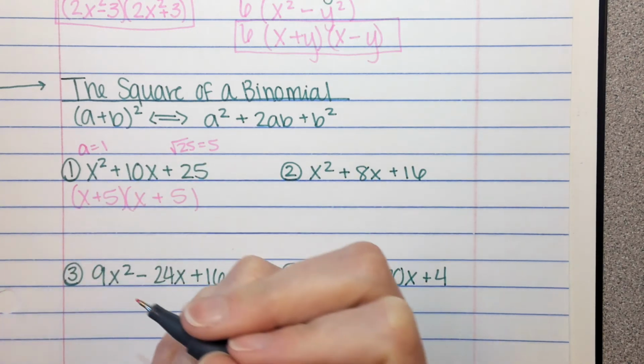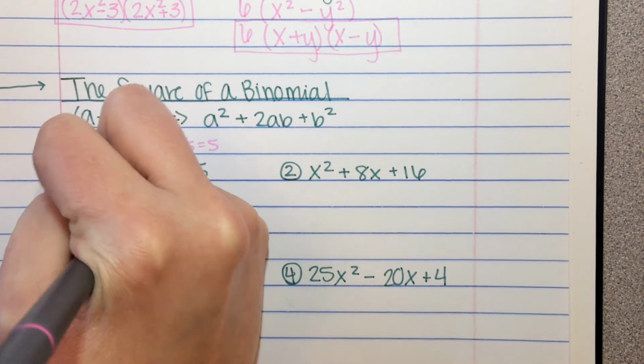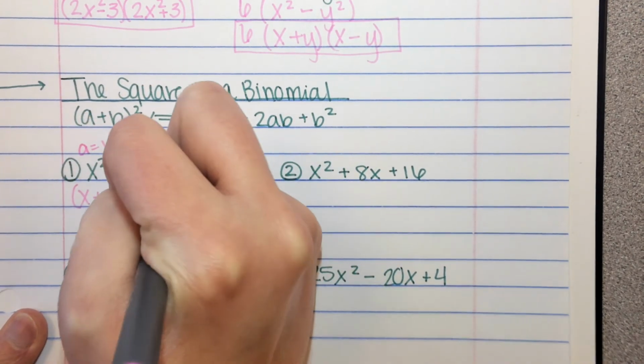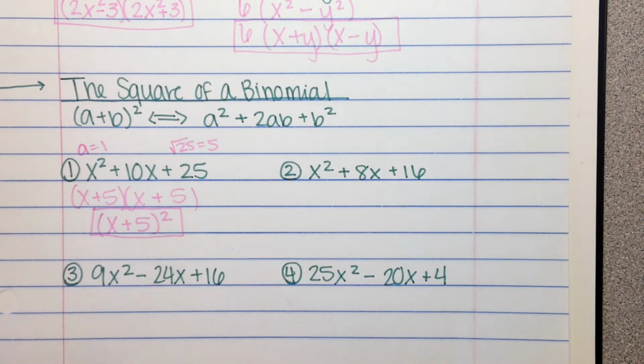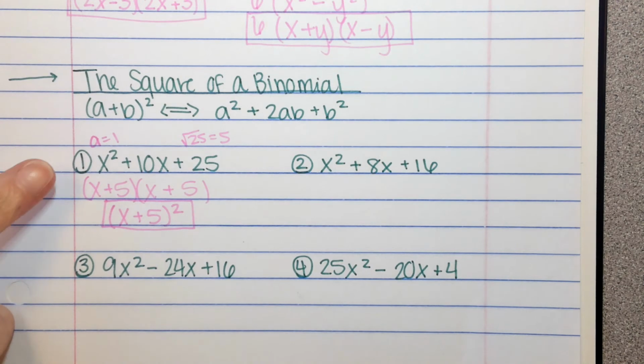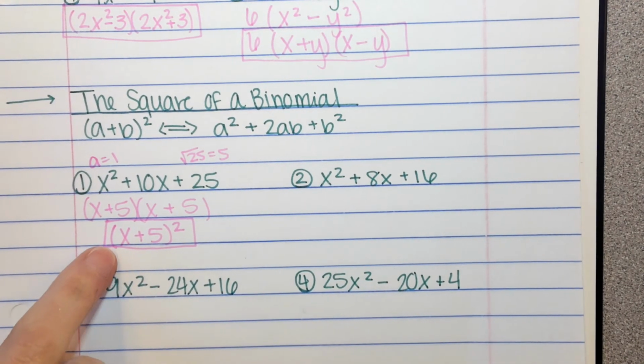Now, in Math Excel, I think that it wants you to put your answers like this. X plus 5 quantity squared. Now, if you were taking a test or a quiz or something, I would accept either one of those responses. But I think Math Excel wants you to do it this way. Okay.